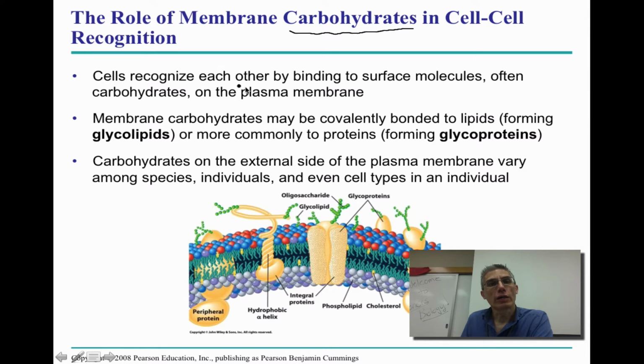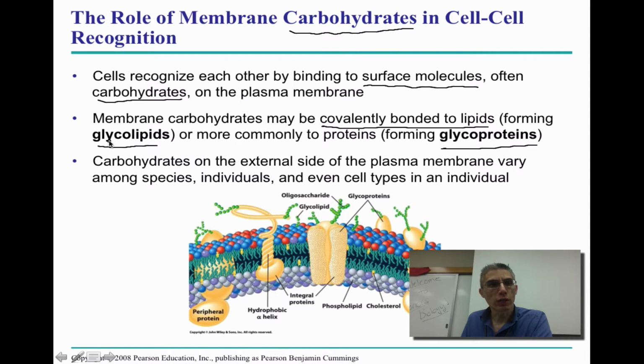So cells are going to recognize each other by binding to surface molecules, often, again, as we had mentioned at the very beginning of the screencast, carbohydrates on the plasma membrane. Now, membrane carbohydrates may be covalently bonded to the lipids, forming glycolipids. And again, remember, covalently bonded means the sharing of those electrons between those molecules or elements. Or more commonly to proteins, which are going to form what we call glycoproteins.